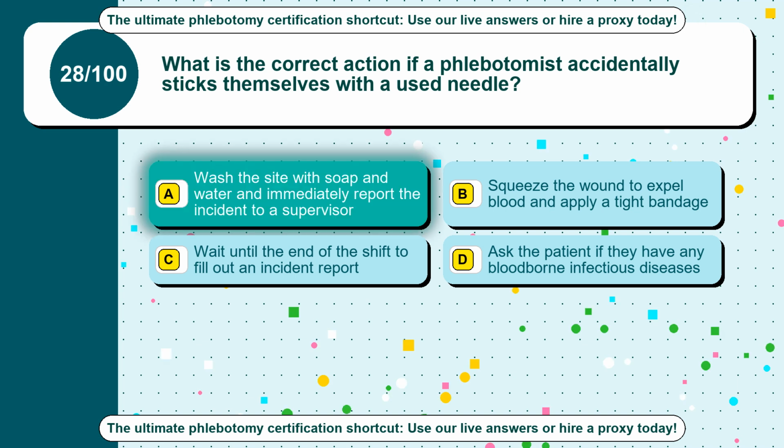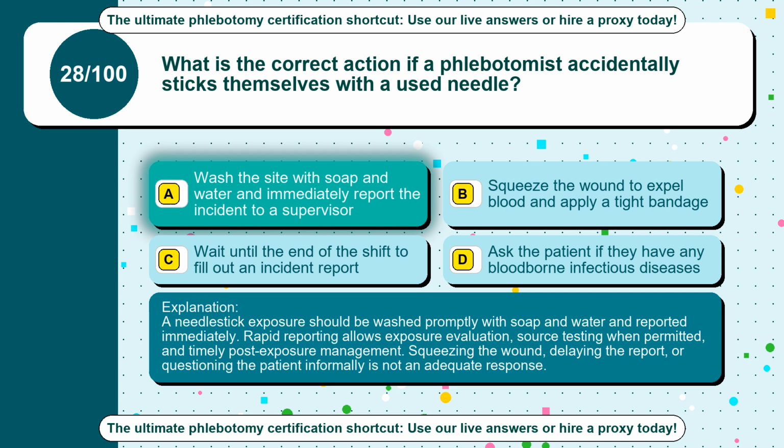The correct answer is option A, wash the site with soap and water and immediately report the incident to a supervisor. A needle stick exposure should be washed promptly with soap and water and reported immediately. Rapid reporting allows exposure evaluation, source testing when permitted, and timely post-exposure management. Squeezing the wound, delaying the report, or questioning the patient informally is not an adequate response.